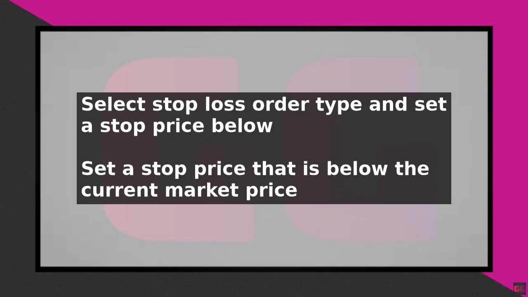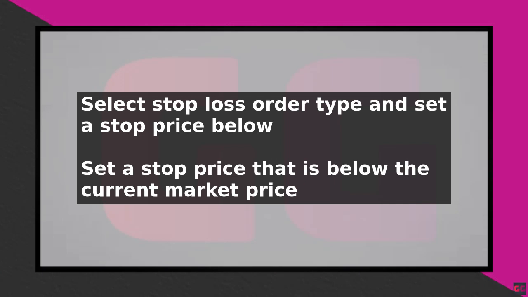To add a stop loss, tap on the order type and select stop loss. You will be prompted to set a stop price, which is the price at which you want the stock to be sold. Set a stop price that is below the current market price if you are in a long position, or above the current market price if you are in a short position.